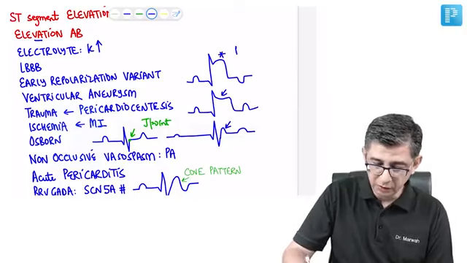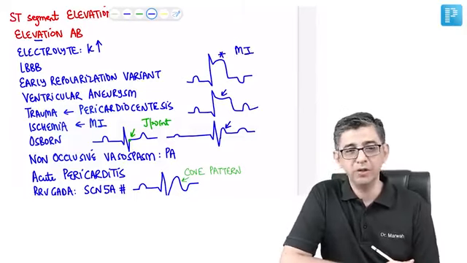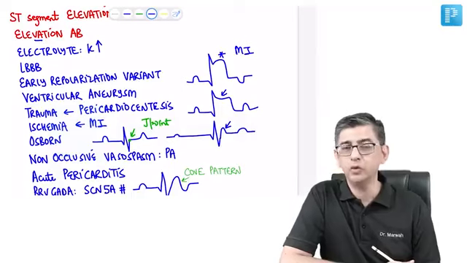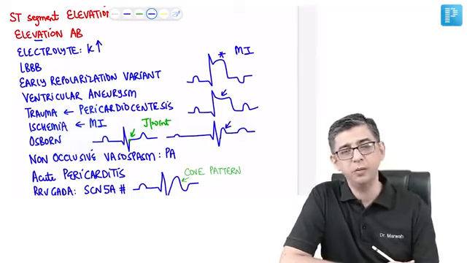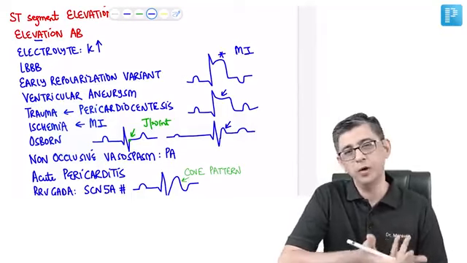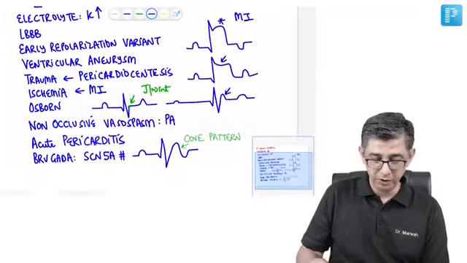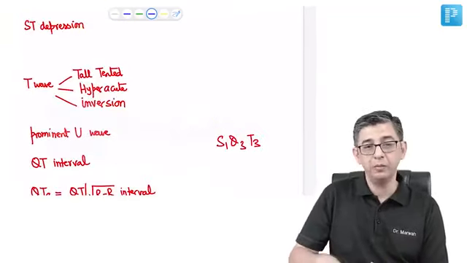The one with the star mark is for MI, and the one which I've not written anything but concave upwards is for acute pericarditis, which could be usually a viral pericarditis or maybe even a post-COVID-19 pericarditis, or even a combination of myocarditis and pericarditis can be seen post-COVID. ST segment elevation is a must-know information that you should be remembering.